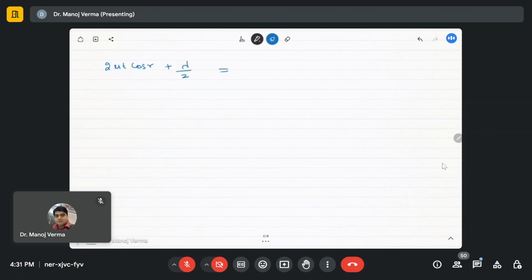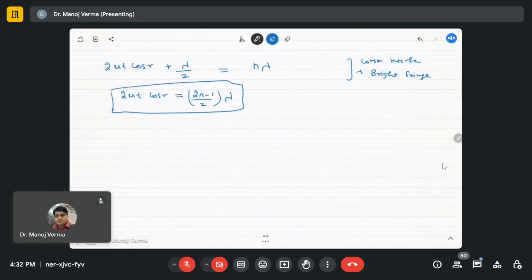If this path difference is equal to L lambda, that is an integral multiple of wavelength, then it will form a constructive interference and it will give you a bright fringe. Because of constructive interference, you will get a bright fringe if this condition is true. So this condition I can modify: 2 mu t cos r will be equal to (2n minus 1) by 2 lambda. So this will be the condition for bright fringe in case of Newton rings.